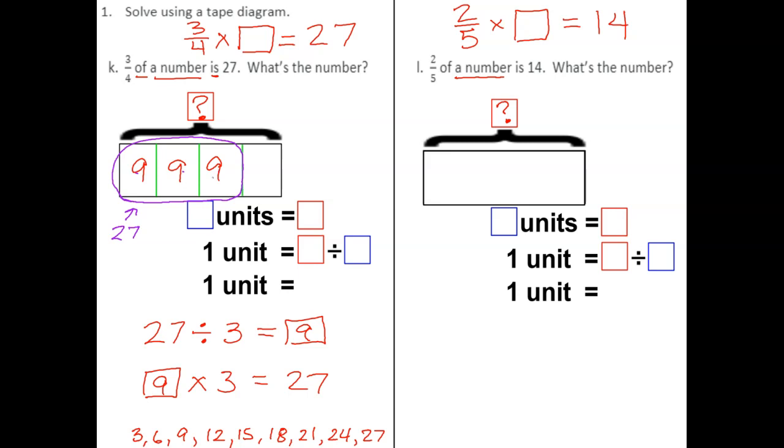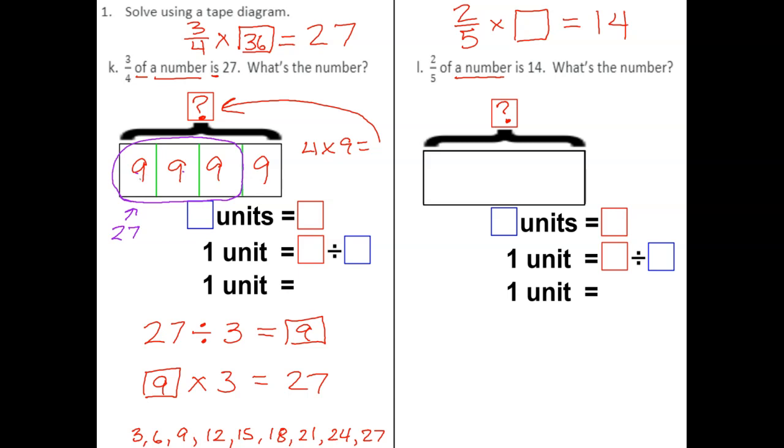So if each of these first 3 units are equal to 9, what do you think this fourth unit is going to be worth if they're all equal? Hopefully you said 9. Now I see that I have 1, 2, 3, 4 units of 9. So 4 times 9 is going to be whatever this answer is here. So 4 times 9, hopefully you said 36. All right. So super simple.